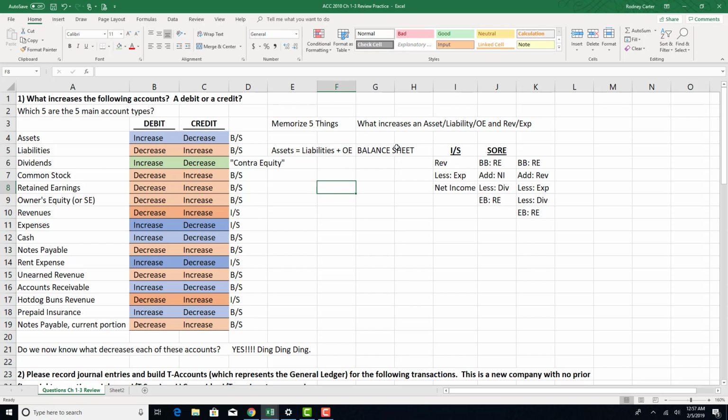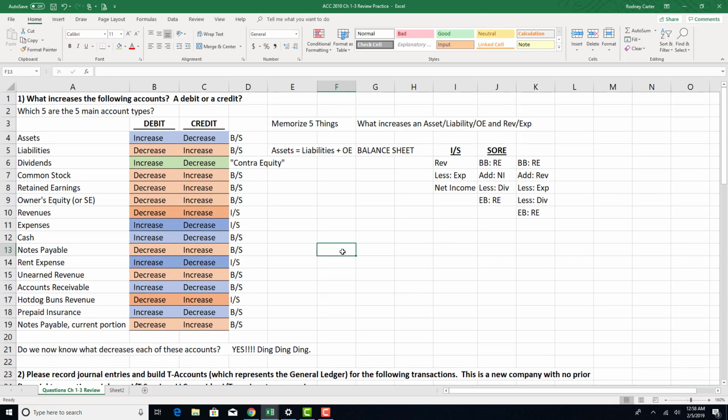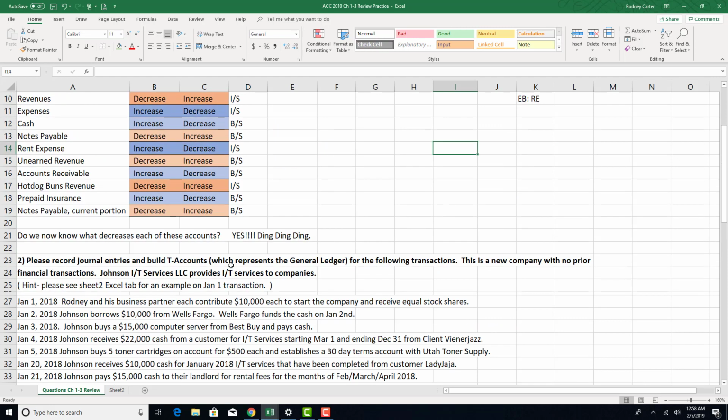One more time, it's worthy of comment. Do we know what decreases each of these accounts? Yes, we do. If we know what increases it, then we know what decreases it. It's like I have to memorize 5 things, but I actually get credit for 10. You're welcome. That's mind framing right there. I'm making sure everyone's happy with their study.